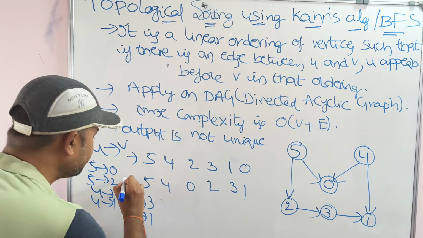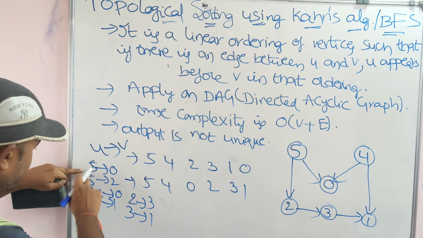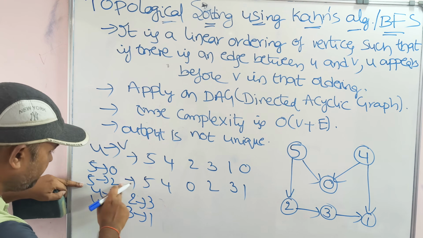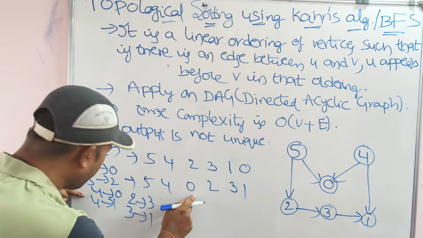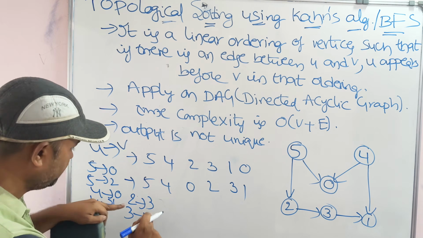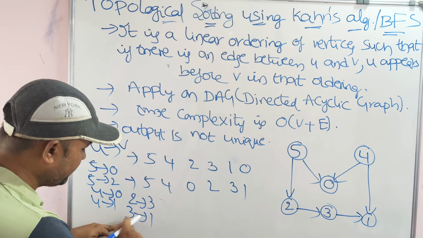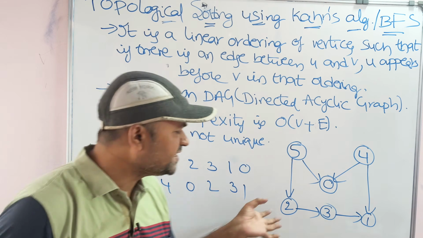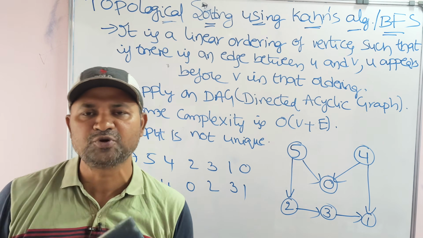Now let's check the second order. For 5 to 0, 5 appears before 0. For 5 to 2, 5 appears before 2. For 4 to 0, 4 appears before 0. For 4 to 1, 4 appears before 1. For 2 to 3, 2 appears before 3. For 3 to 1, 3 appears before 1. So likewise, here we may have different outputs. All those outputs are correct.